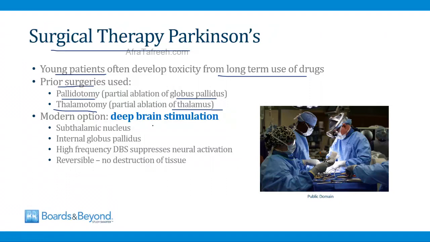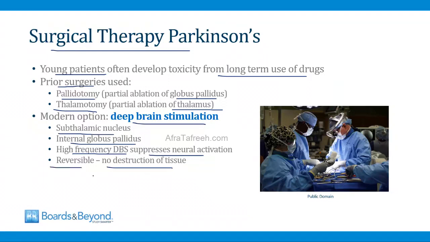The modern option is to use what's known as deep brain stimulation. This is the implantation of a device that actually stimulates the brain. It stimulates the subthalamic nucleus and the internal globus pallidus, which are also parts of the basal ganglia. And when you provide high-frequency deep brain stimulation to these areas, you actually suppress their neural activity. And just like with surgery in the old days, this leads to improvement of Parkinson's disease. The nice thing about this is that it's reversible. There's no destruction of tissue like there was when brain surgery was done for Parkinson's.